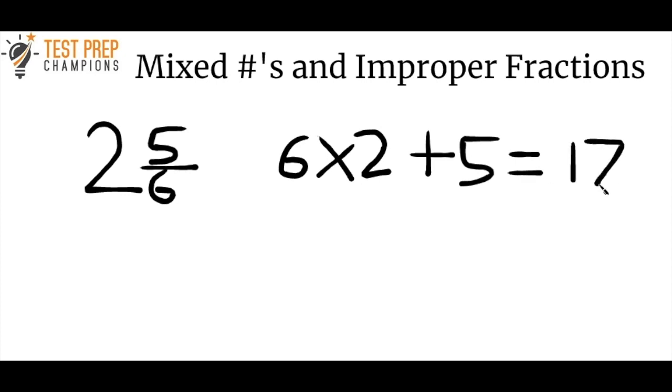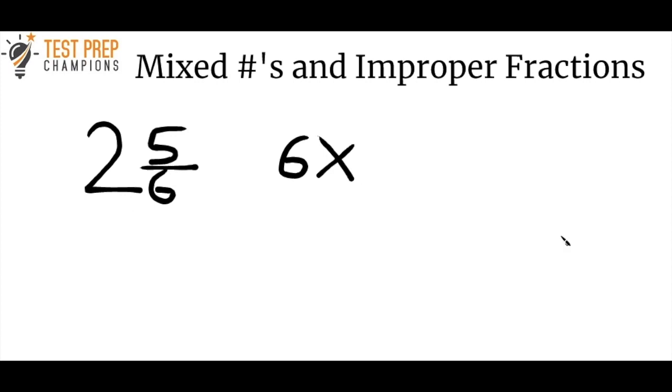Now what's the last step? After we've taken the denominator and multiplied it by the whole number, and then added 5 to that, we end up with 17. The last step is to write that 17 over the denominator in our original mixed number, which is 6. So we have 17 over 6, and that's our improper fraction.